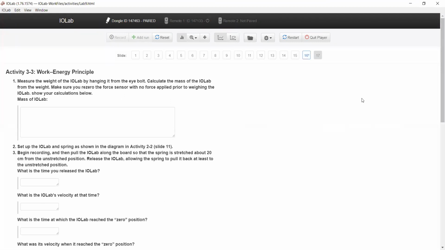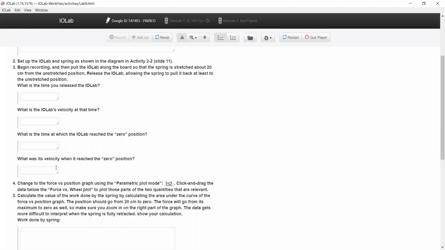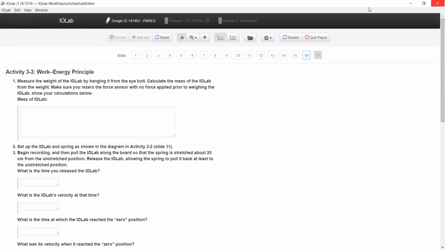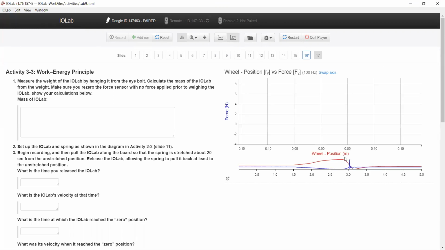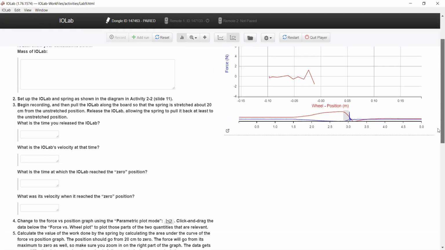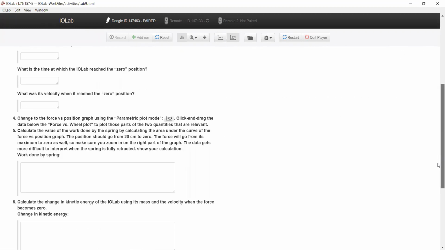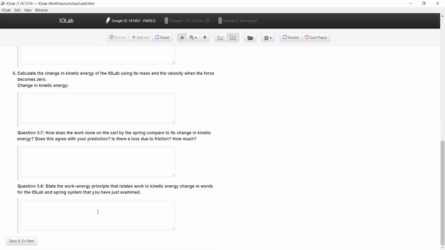change in kinetic energy is half mv squared at this point minus half mv squared at that point. Compare with the area that you get from the parametric plot. Maximum position was here, you left it, it went back to zero. Find the area from this one, compare it with the change in kinetic energy, write your answers, and explain it. They have to be similar. They will be similar, and that will give the work-energy principle.